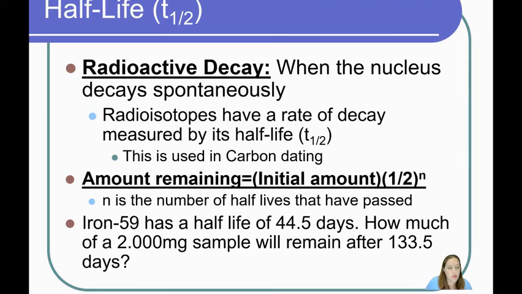So if we look at this question right here, it says iron-59 has a half-life of 44.5 days. So every 44.5 days, it's going to cut in half. So how much of a 2 milligram sample will remain after 133.5 days? So 133.5 days is the amount of time that has taken place. So we have 44.5 plus 44.5, okay? And you have 44.5 plus 44.5, you have 89 days right there, okay? So if we have 89 days, that's 2 half-lives.